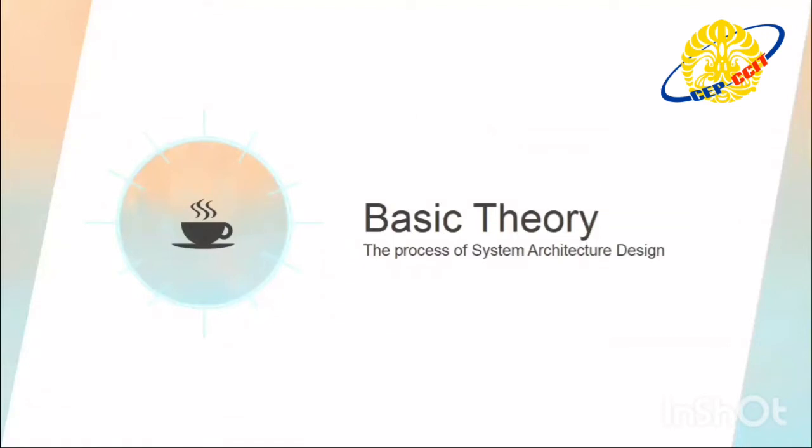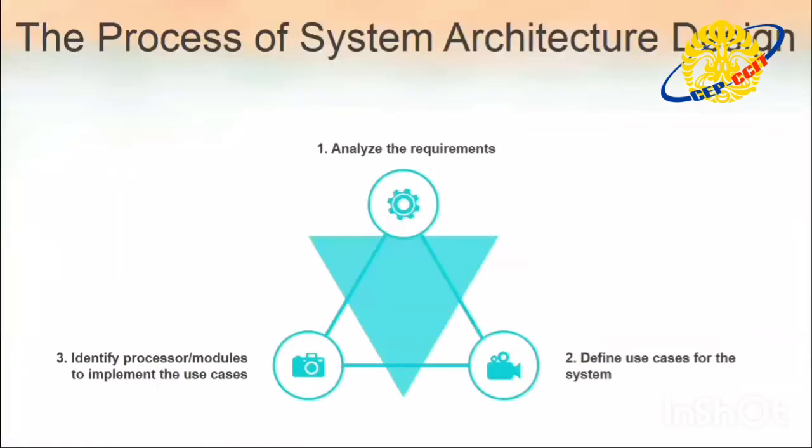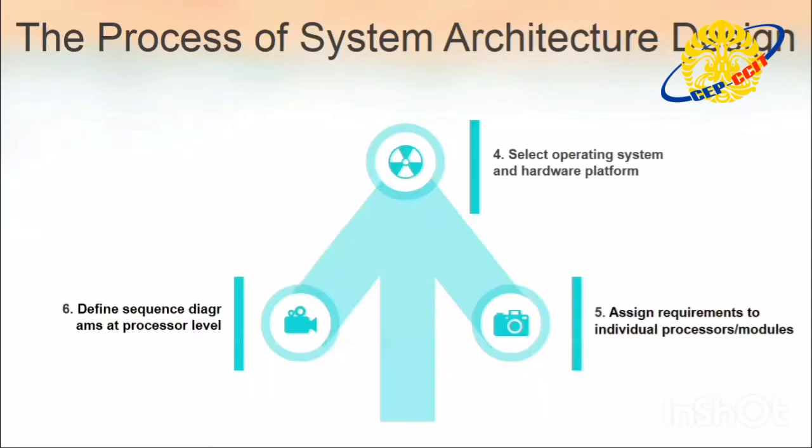Next, the process of system architecture design. First, analyze the requirements. Second, define use cases for the system. Third, identify processors or modules to implement the use cases. Fourth is selecting the operating system and hardware platform. The fifth, assign requirements to individual processors or modules. Sixth, define sequence diagrams at the processor level.